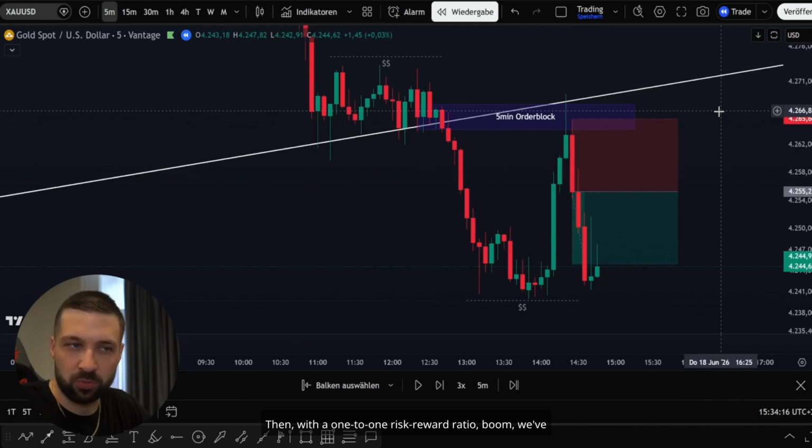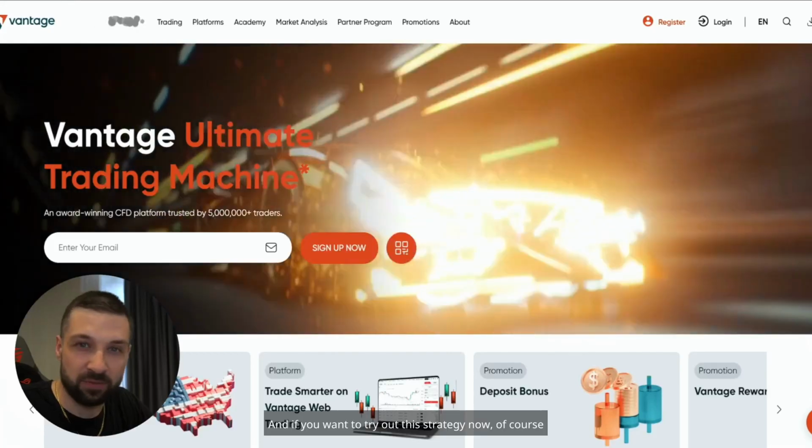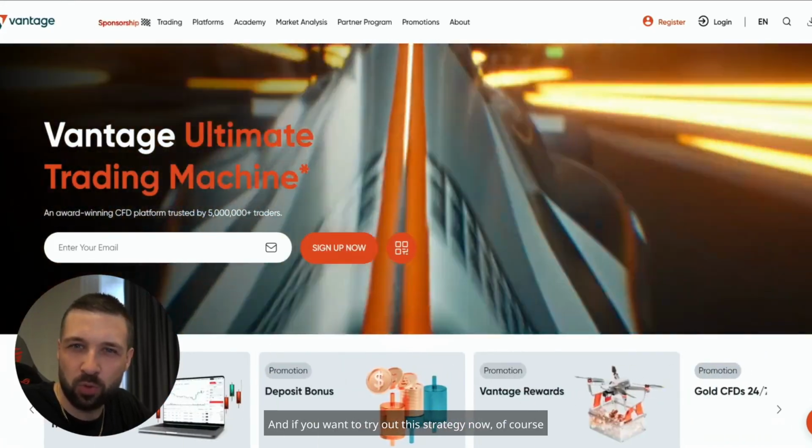Then, with a 1-to-1 risk-reward ratio, boom, we've defined our trade based on the major trend and our entry in the scalping area.